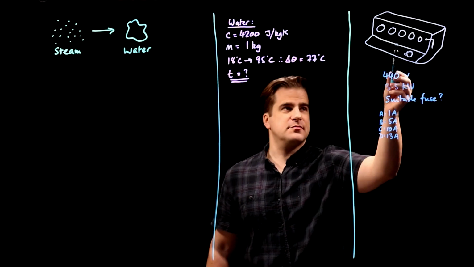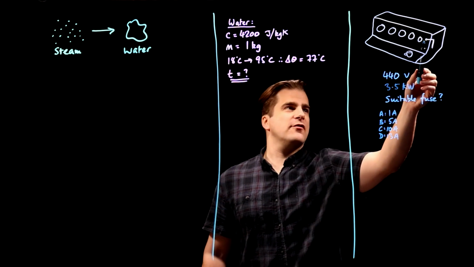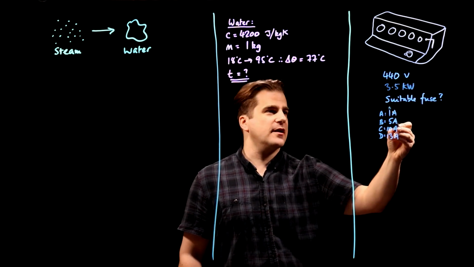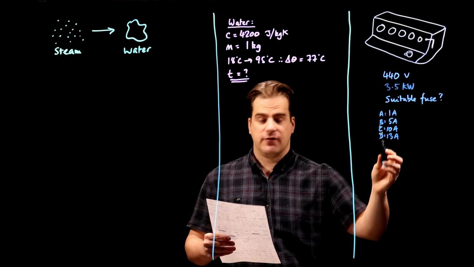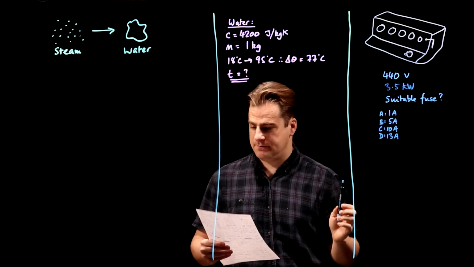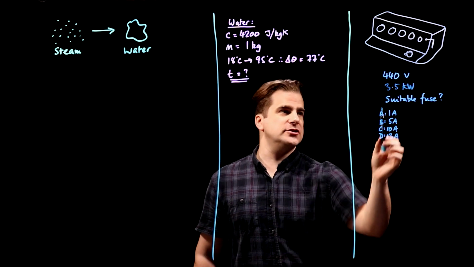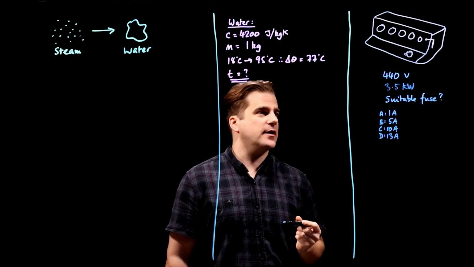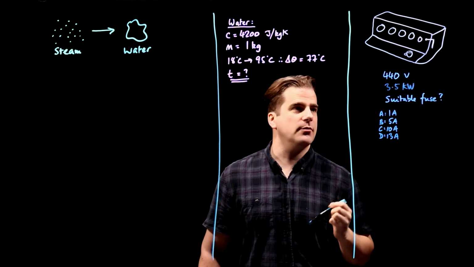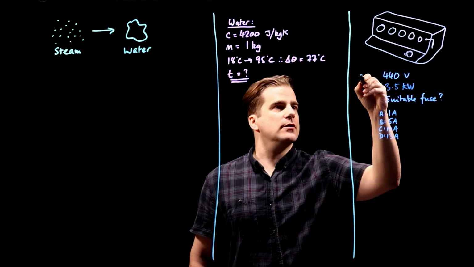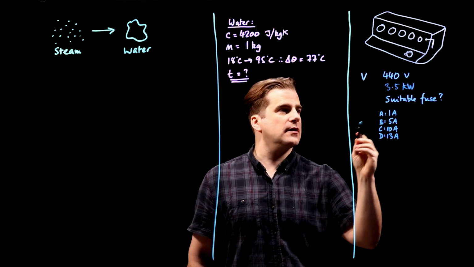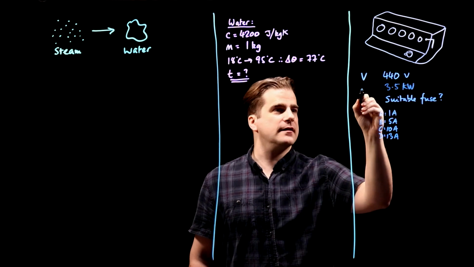Okay, we have an espresso machine here with that funny little arm that sticks out where the steam comes out of. We have a 440 volt supply. The power of the heater is 3.5 kilowatts and we have to choose a suitable fuse. Okay, so let's write down what we know. We know the voltage and kilowatts, that's power.